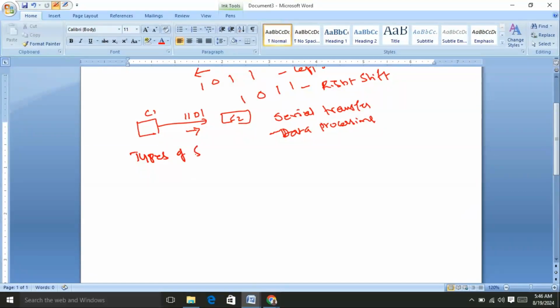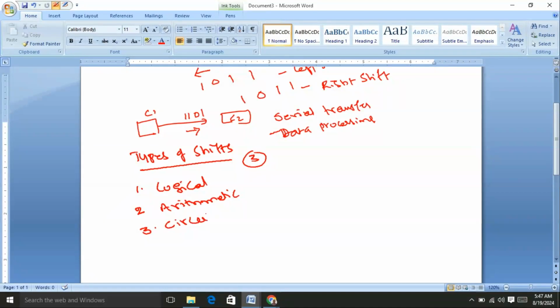Hence, first of all, we would like to know the different types of shifts. There are three types of shifts. One is the logical shift. The second one is the arithmetic shift. The third one is the circular shift. So the first one is the logical shift, the second one is the arithmetic shift, the third one is the circular shift.